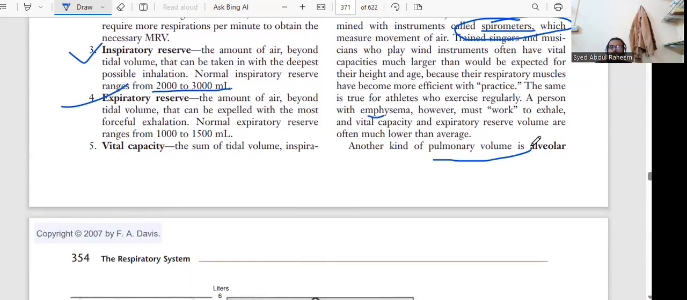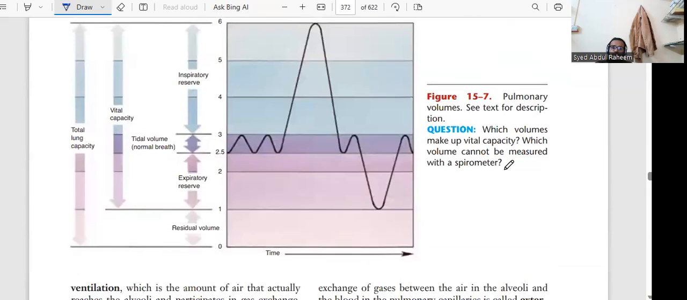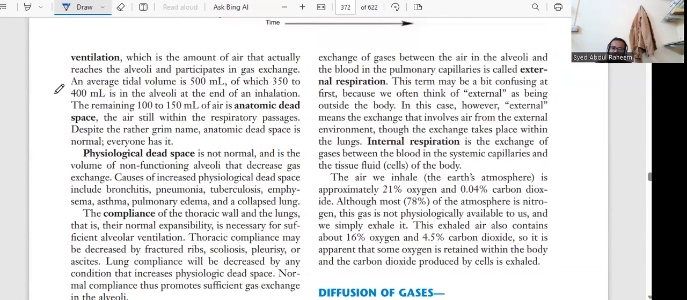Next, another type of pulmonary volume is alveolar ventilation. Because in the alveoli, how much oxygen is coming in and how much is going out is important. It is the amount of air that actually reaches the alveoli and participates in gas exchange. The average tidal volume is 500 ml, of which 350 to 400 ml is the alveolar ventilation. So only 350 to 400 ml of oxygen we are inhaling, and we are exhaling carbon dioxide. The remaining amount is known as anatomic dead space.